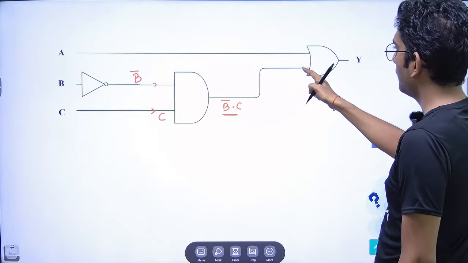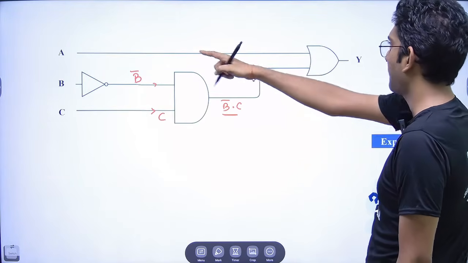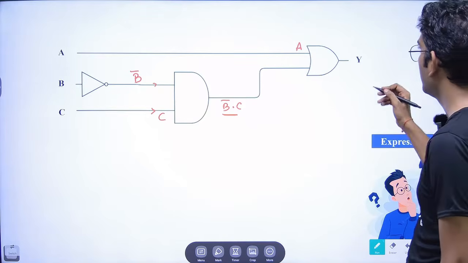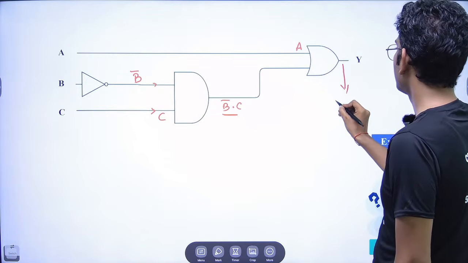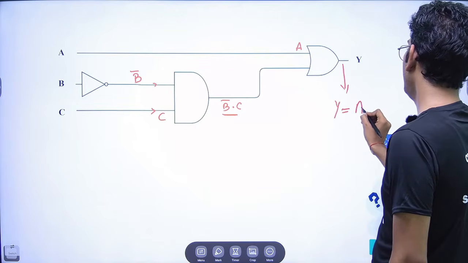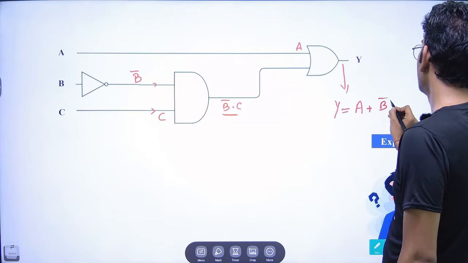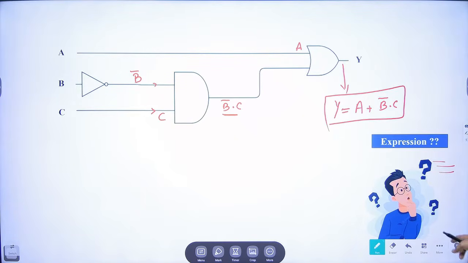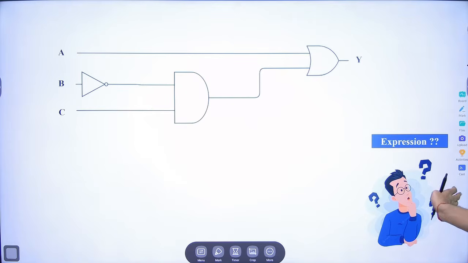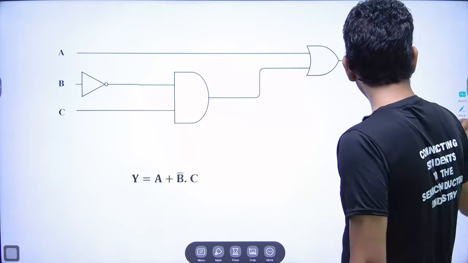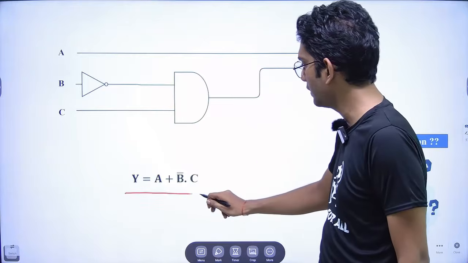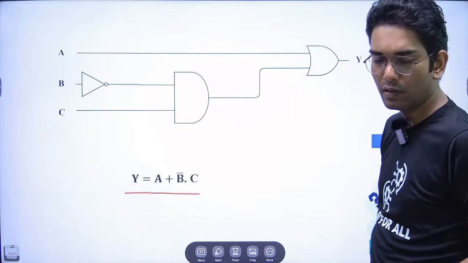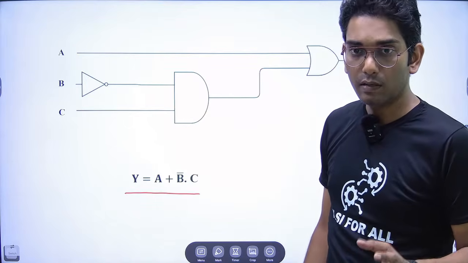Now this will be passed as an input here, and A is coming from there. Fine. So what final expression would we get here? We would get Y is equals to A plus B bar C. Okay. So this is the final expression that we will get here, as I have told you just now. Y is equals to A plus B bar C. Fine. So I hope till now you must have understood all the basic concepts of the basic logic gates. Fine.